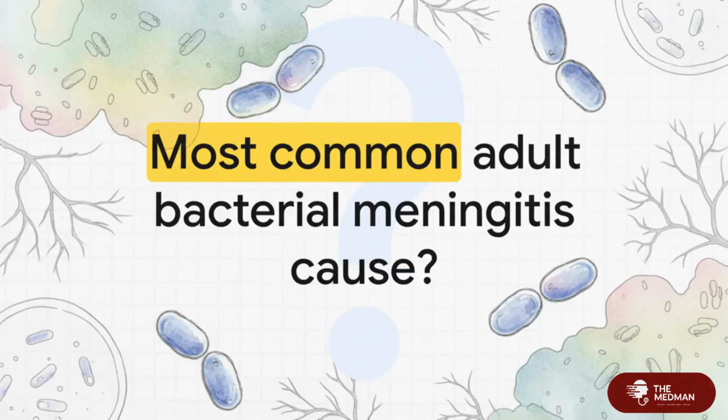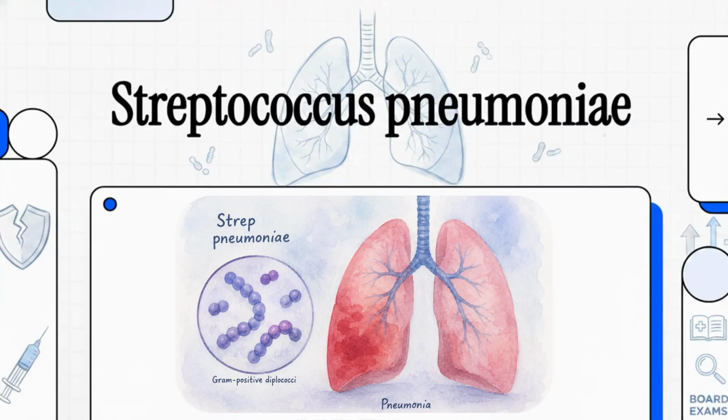Okay, what's the most common cause of adult bacterial meningitis? Well, it's actually a microscopic suspect that silently colonizes the nasopharynx of perfectly healthy people, just waiting for the exact right moment to strike. And when it does, the results can be absolutely devastating. The answer is Streptococcus pneumoniae, or as we often call it, pneumococcus.